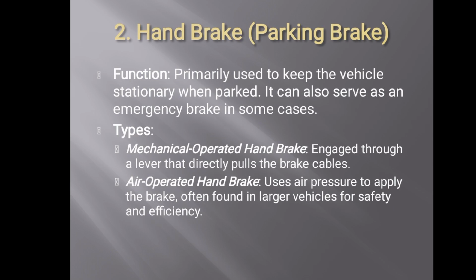The second type of brake is the hand brake, or we can call it the parking brake, because it's primarily used to keep the vehicle stationary when parked. However, it can also serve as an emergency brake in some cases. So the hand brake comes in two ways. 1. Mechanical hand brake, engaged through a lever that directly pulls the brake cable. 2. Air operated hand brake, uses air pressure to apply the brakes, and this type is often found in larger vehicles for safety and efficiency.